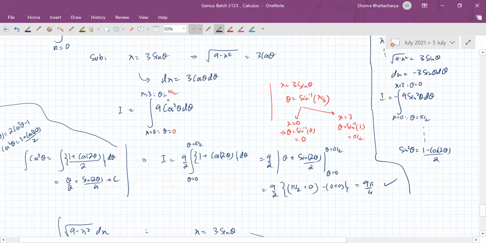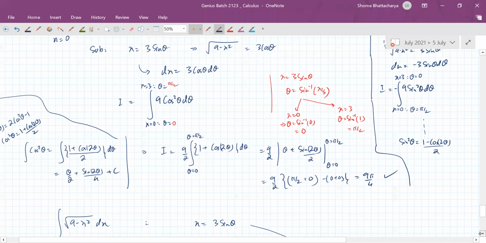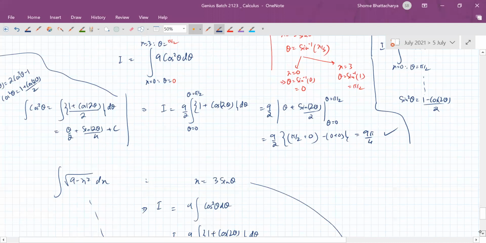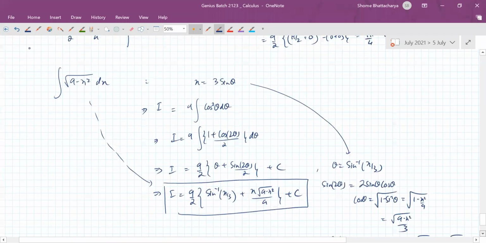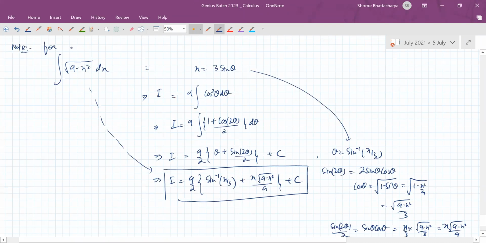So you'll see here, I have another option. Instead of converting the limits, I can bring the answer to the form of x first, like I've done below, and then substitute the limits of x from x equal to 0 to x equal to 3. That will give me the same result, or I can do as I've done above. Okay, so for the indefinite integration or antiderivative, you do this. This would be the antiderivative.